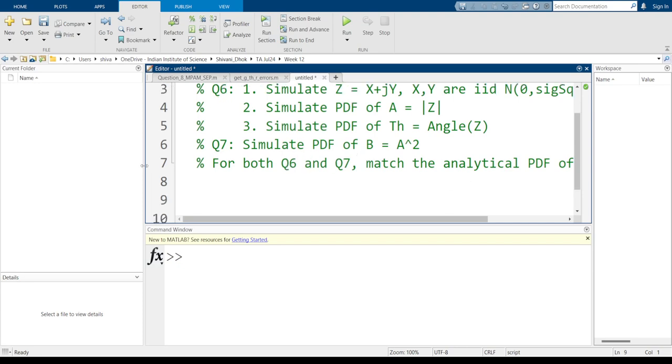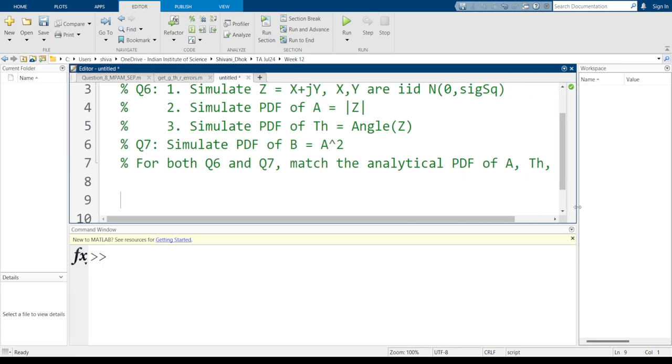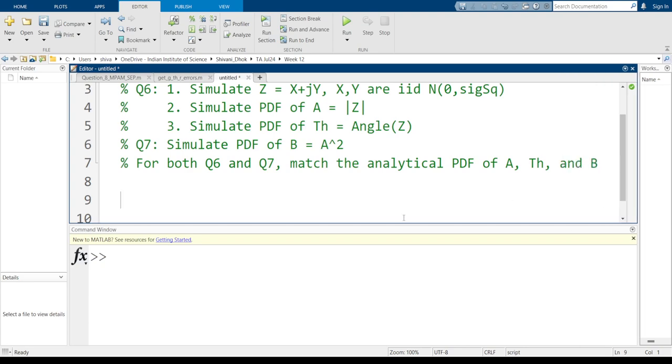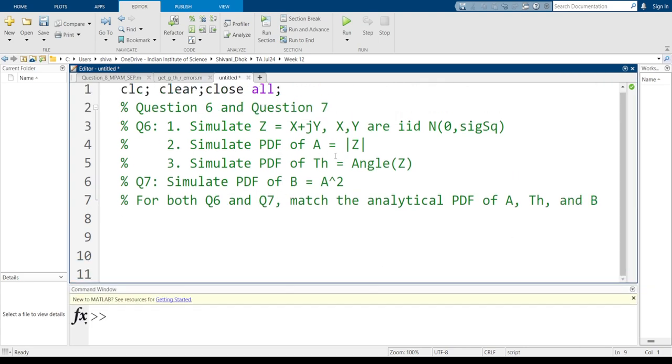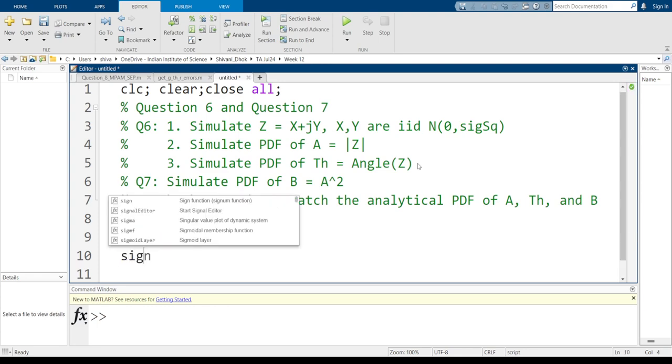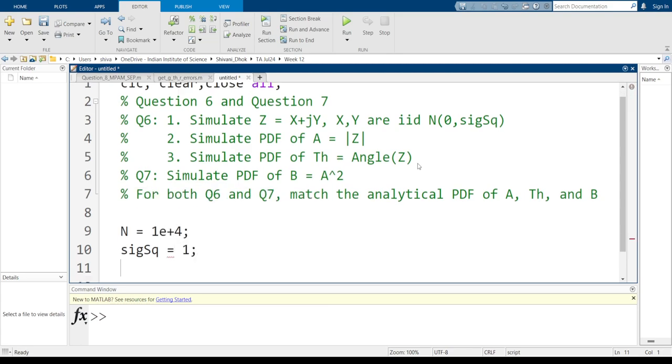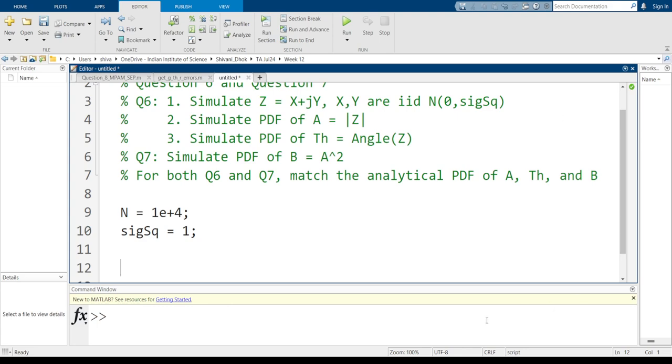For the first step, we need to generate Z, and for that we need to generate X and Y Gaussian random variables. For that we need two things. One is the number of realizations, or the number of times we need to generate that random variable, and the second thing we need to know is the variance sigma square. So let us first define n as 1e plus 4 for now. Then let us define sigma square. Let's say it is unity for now. We'll change it and see how things vary.